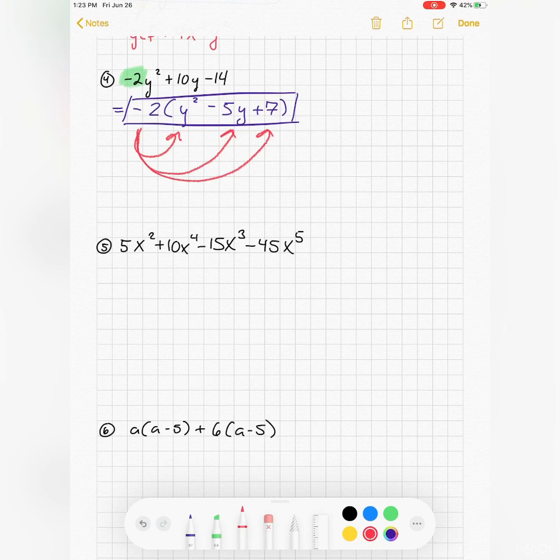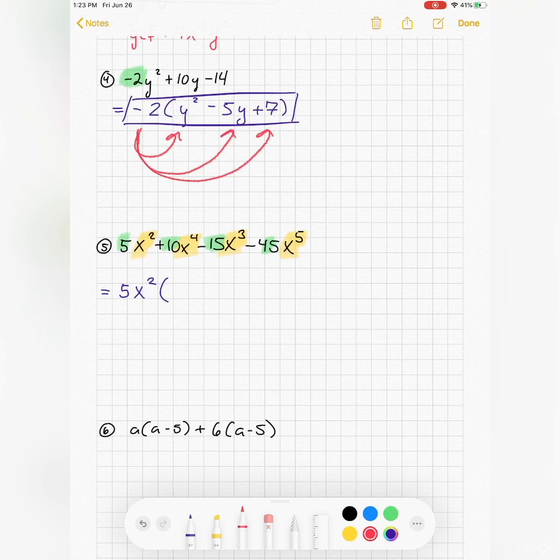Okay, here's another more interesting one. Let's start with the constants. We've got 5, 10, 15, and 45. Those are all divisible by 5. Now I'll look at the powers of x. The lowest power of x is what I can take out of the whole expression. That's going to be x squared.